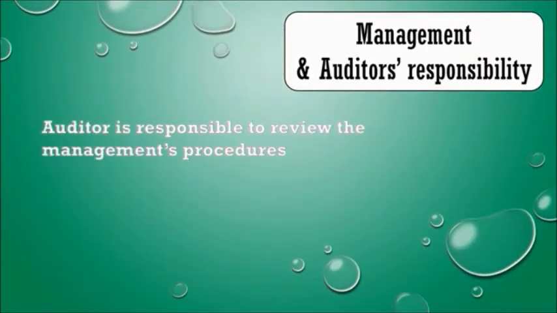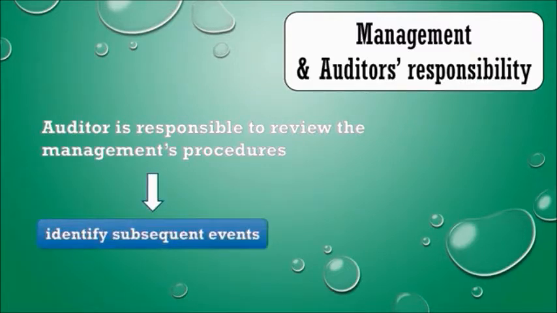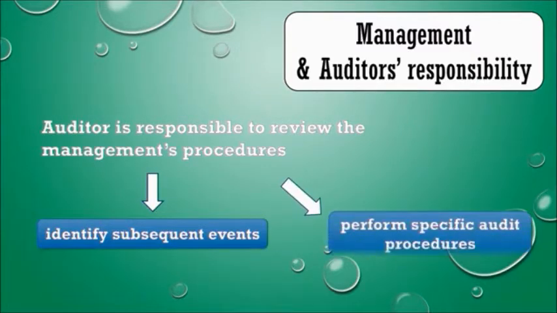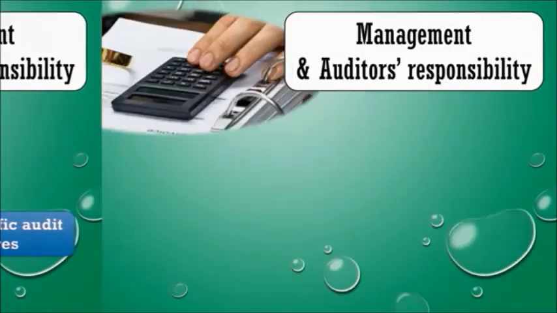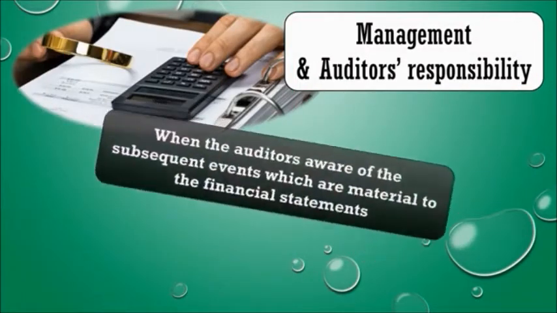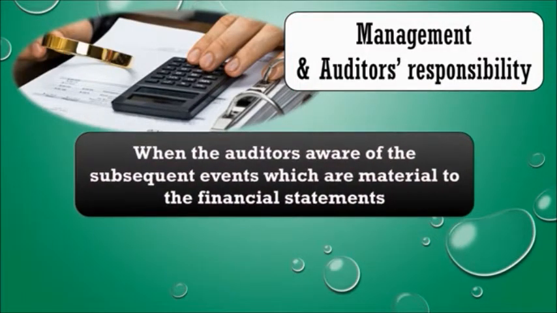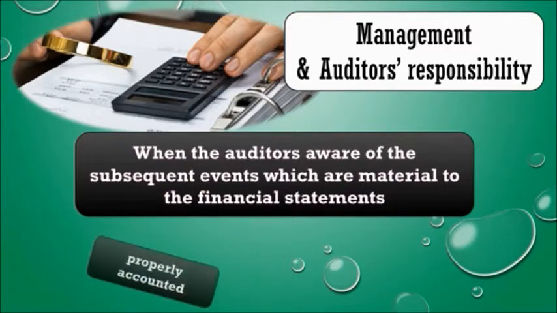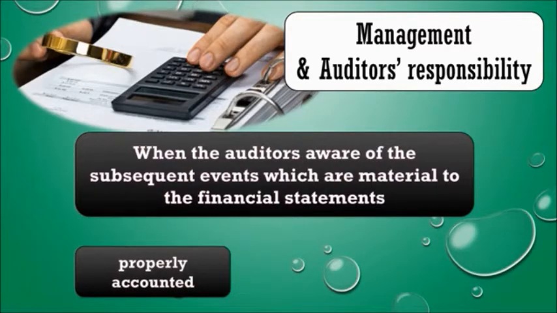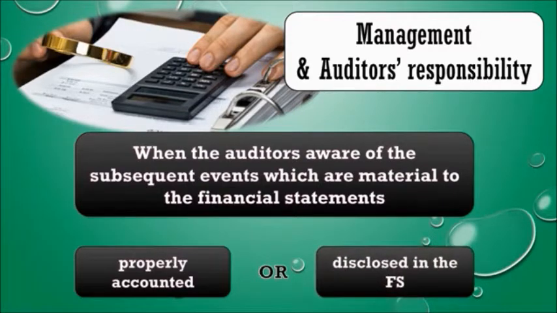The auditor is responsible for reviewing management's procedures to identify subsequent events and performing specific audit procedures designed to identify subsequent events. When the auditor is aware of subsequent events which are material to the financial statements, they should determine whether they have been properly accounted for or disclosed in the financial statements.